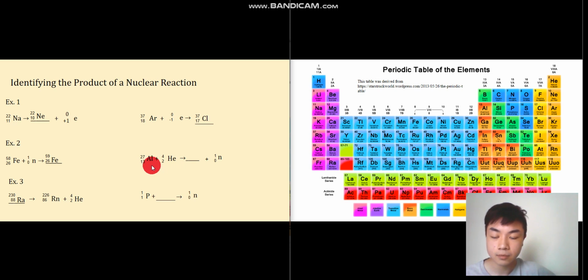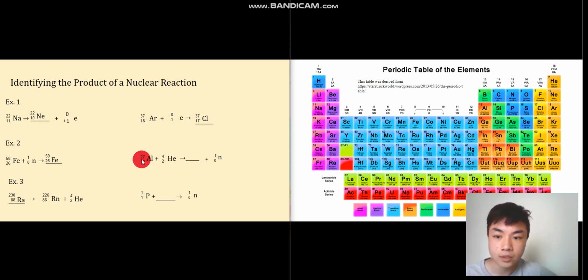Next, we have aluminum reacting with an alpha particle, which produces something we don't know yet, and a neutron. So we know that 13 plus 2 is going to be 15. So the total atomic number on the left side is going to be 15. The total atomic number on the right side must be 15 as well. We know that if this was 15 plus 0, then it would still be 15. So we can assume that the atomic number for this missing part is going to be 15. 15 in the periodic table is going to be phosphorus.